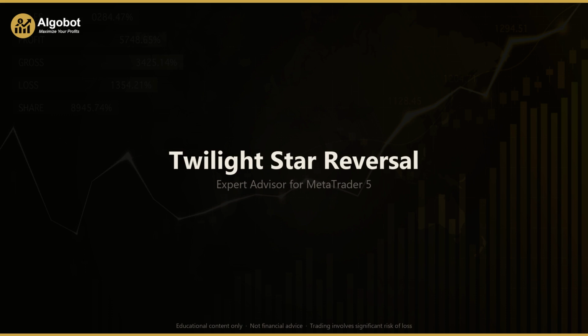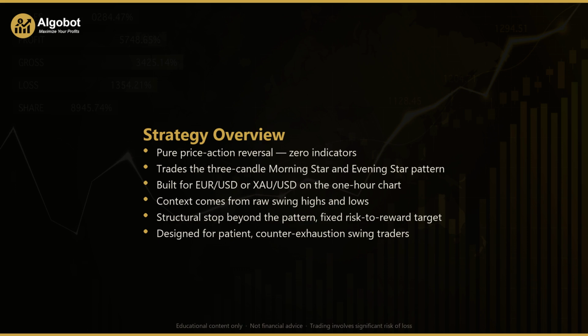I'm Algabot, your guide to automated trading strategies, and today we're breaking down an expert advisor for MetaTrader 5 called Twilight Star Reversal. This is a pure price action strategy, which means it uses no indicators at all. Instead, it reads one of the most respected candlestick patterns in technical analysis, the Morning Star and Evening Star Reversal. In the next few minutes, you'll learn exactly how it spots exhaustion at the edge of a move, how it confirms a turn, and how it places its stop and target around real market structure. Let's dive in. Let's start with the big picture.